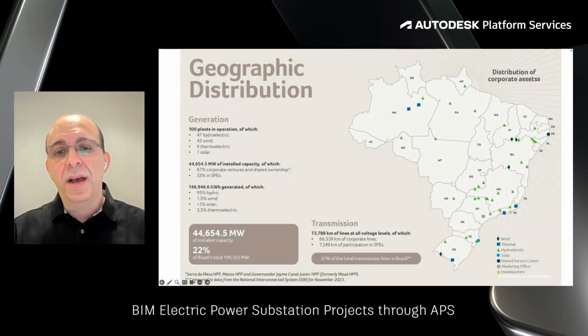You can see those diamonds, they represent wind generation facilities. The blue squares are thermal generation. And the green triangles are hydroelectric. We have a few solar. It's still growing in Brazil, but most of the power we have today is coming from hydroelectric power generation.